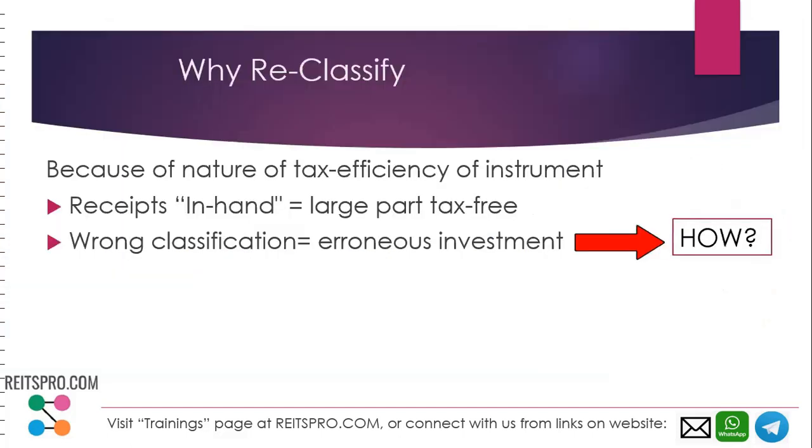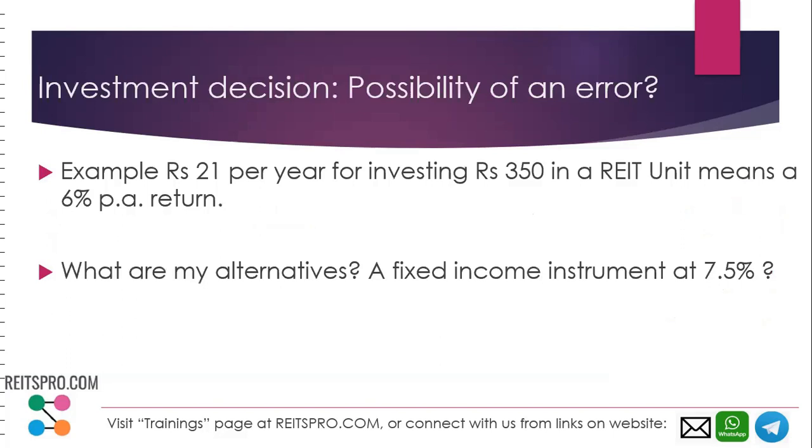So the reason to reclassify is the nature of tax efficiency of REIT instruments. Now, as we know, REITs have a large part of in-hand income which is tax-free. The wrong classifications on our end would lead us to erroneous investments, and how that happens we would like to clarify here. In an investment decision, there could be a possibility of error if we consider two scenarios.